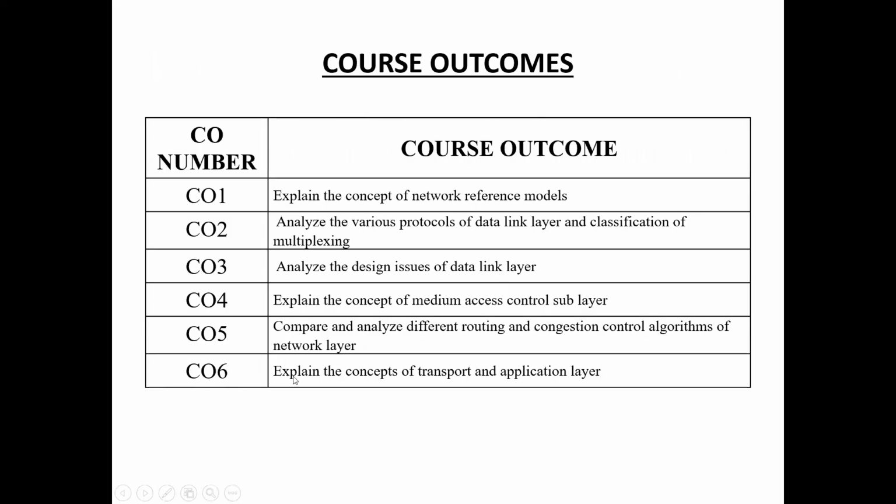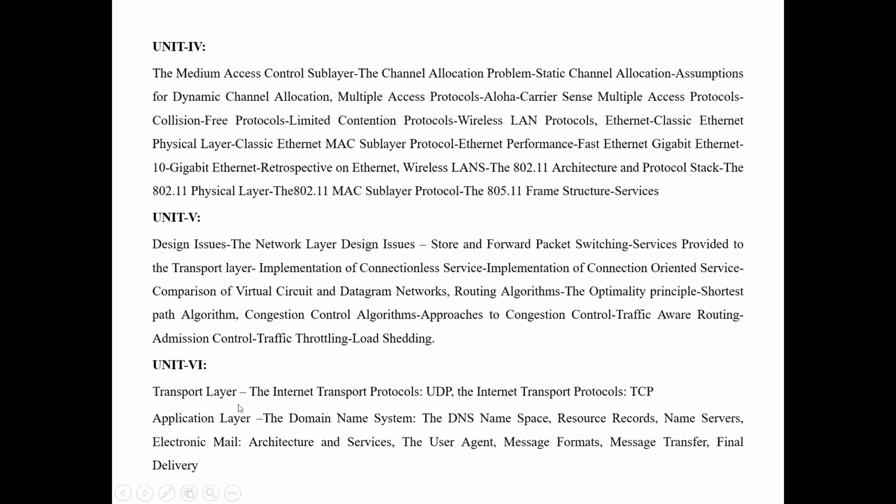Next, CO6: explain the concept of transport and application layer. That is unit 6. After completion of the computer networks course, you will be able to understand the protocols in the transport layer like TCP and UDP, and the application layer.